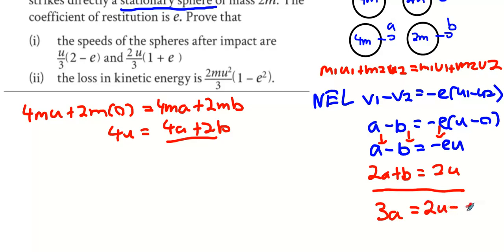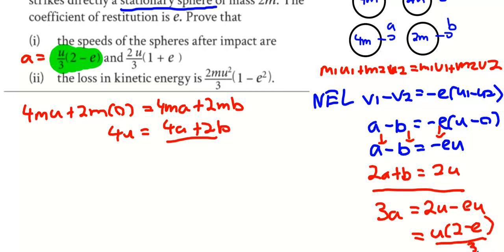2U minus EU. Now, what we're looking to do here is we're trying to make sure, see this part here in green? See that part in green? That's actually A. We're trying to make our A turn into the A that they have. So what do you think I should do? Factorize out U and divide by 3. And not the A, just the 3. And we now have exactly what they asked us to prove.